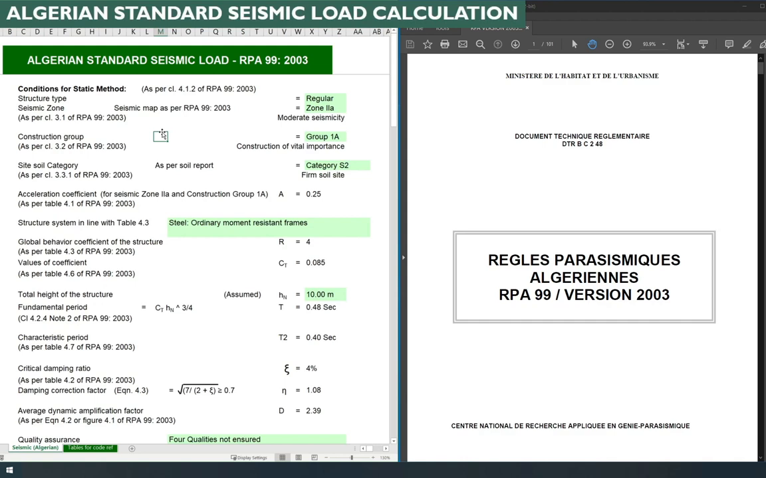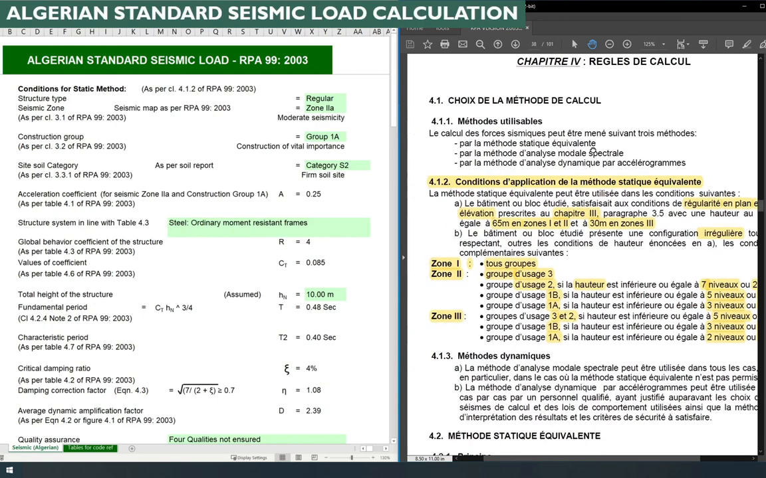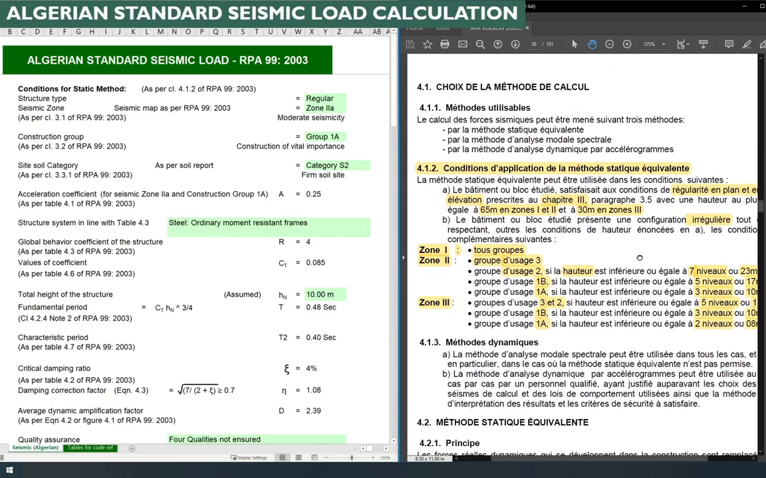So first we will see the conditions for the static method. These conditions are available in clause 4.1.2 of RPA 99. For that we need to refer to page number 38. Even though it is in French notation in this clause, let me explain in English. There are two subclasses for 4.1.2.